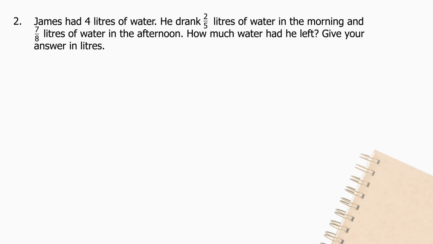Question 2. James had 4 liters of water. He drank 2/5 liters of water in the morning, and 7/8 liters of water in the afternoon. How much water had he left? Give your answer in liters.